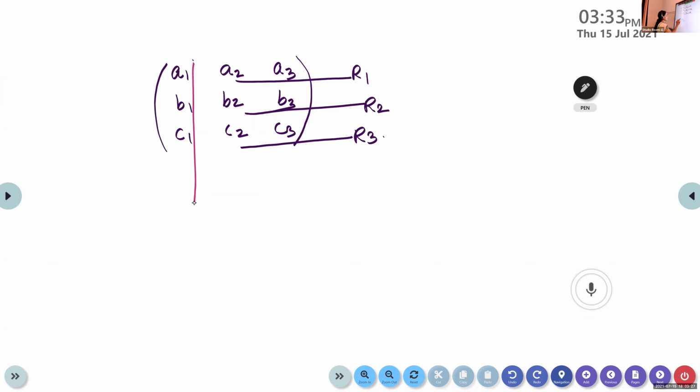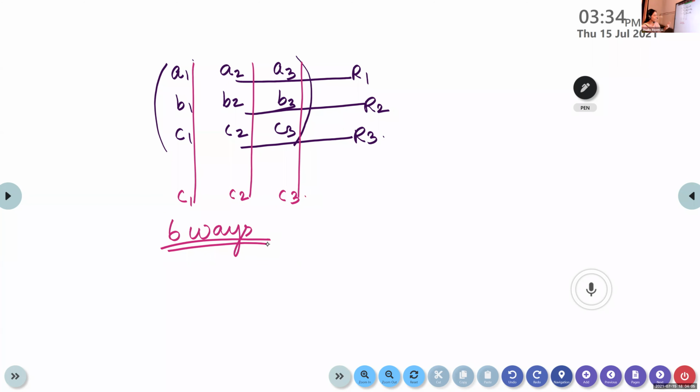So this is the first column, C1. This is our second column. This is the third column. So there are 6 ways we can expand it. Either we can expand it along the first row, second row, or third row, or along the first column, second column, or third column. So there are 6 ways.